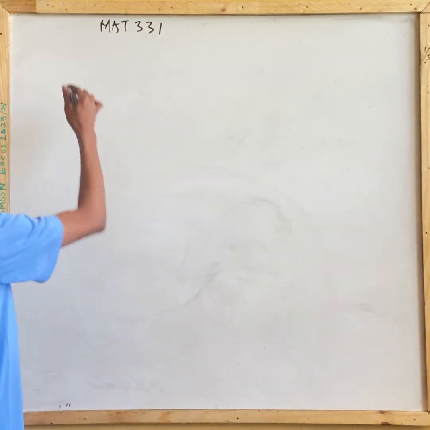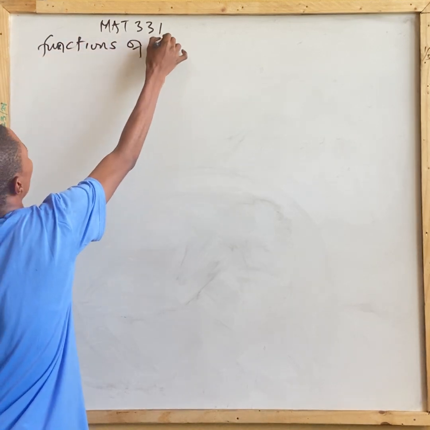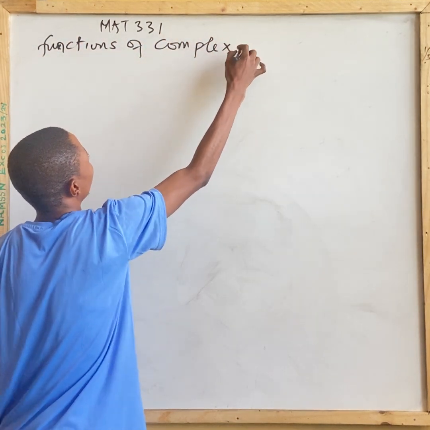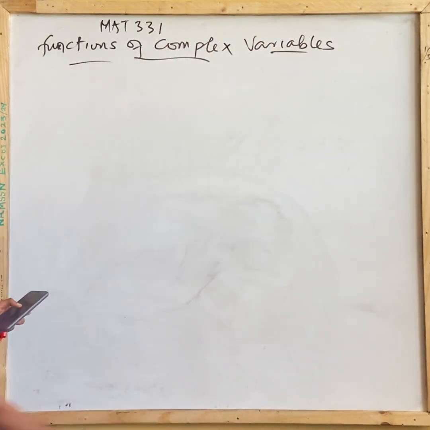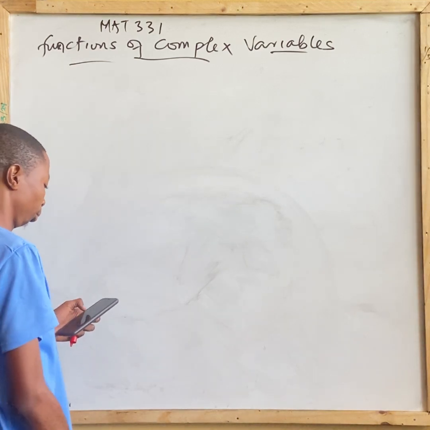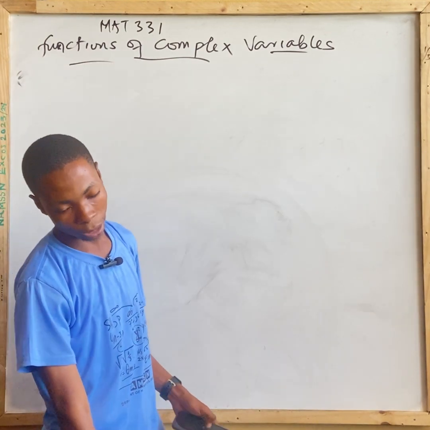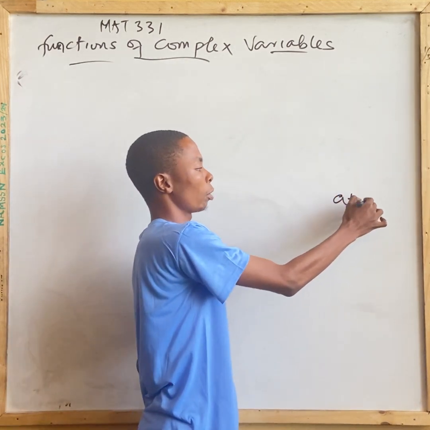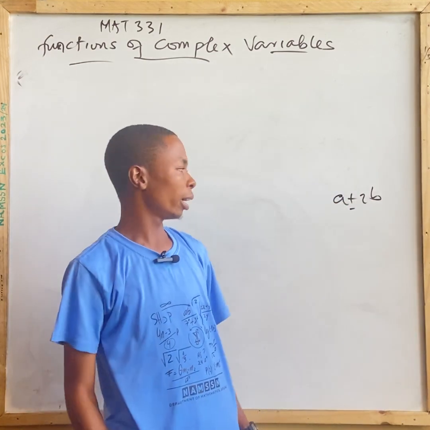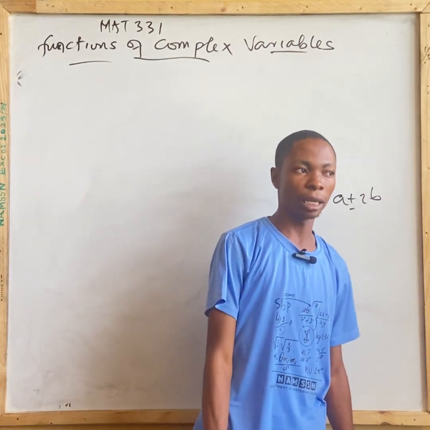Now, functions of complex variables. In functions, you remember from complex numbers, we define a complex number as an algebraic expression in the form a plus or minus ib, where a represents the real part and ib represents the imaginary part.